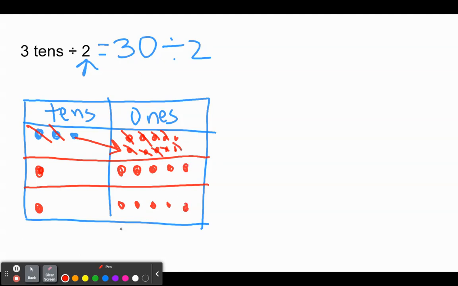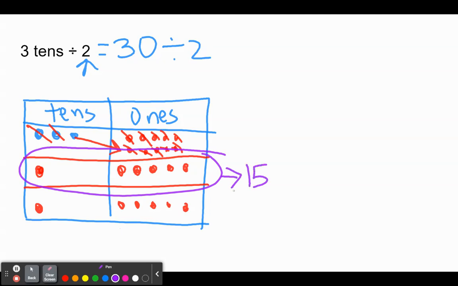So I divided all of my individual ones into my 2 groups, right? Because I broke that 1 ten. So how many do I have in one group? Now in one group, I have 15. So 3 tens divided by 2 is equal to 15, or 1 ten, 5 ones. So let's do this with our standard algorithm form and see how it is similar to our place value chart.